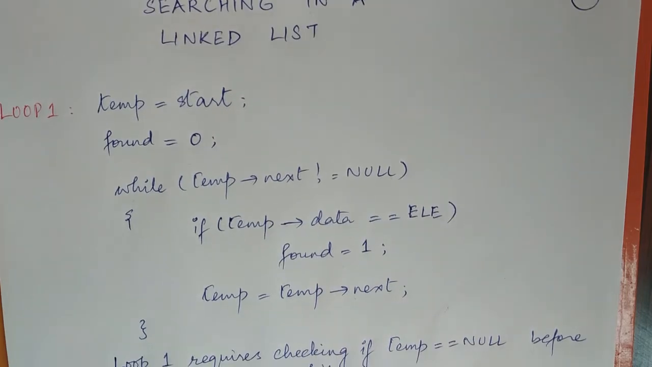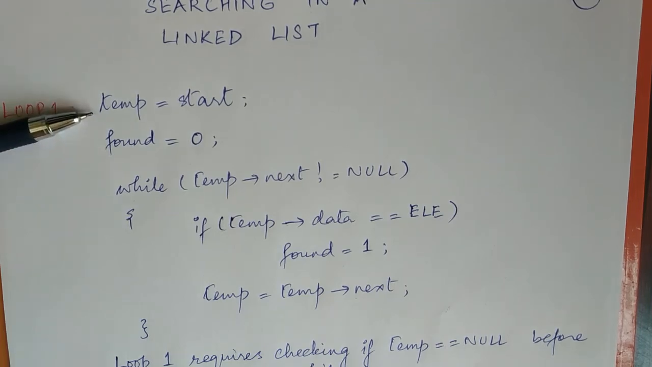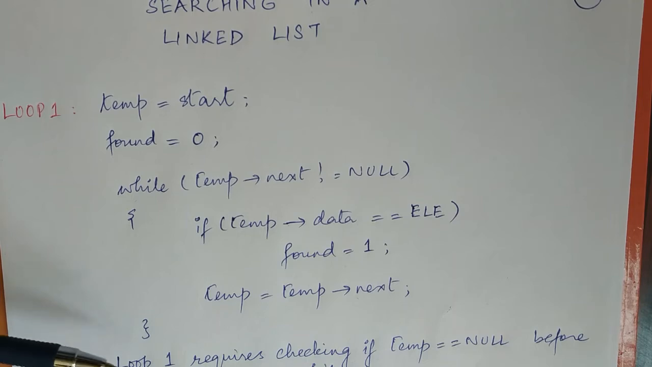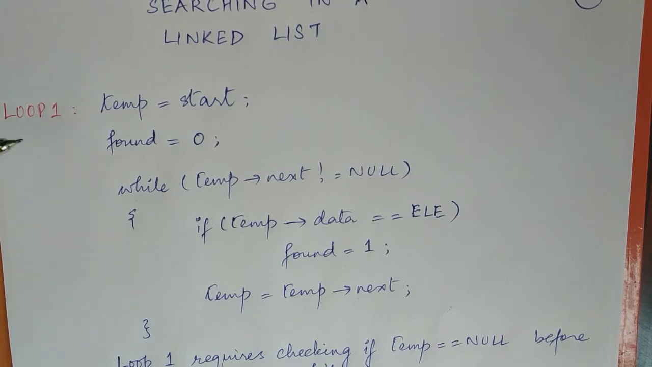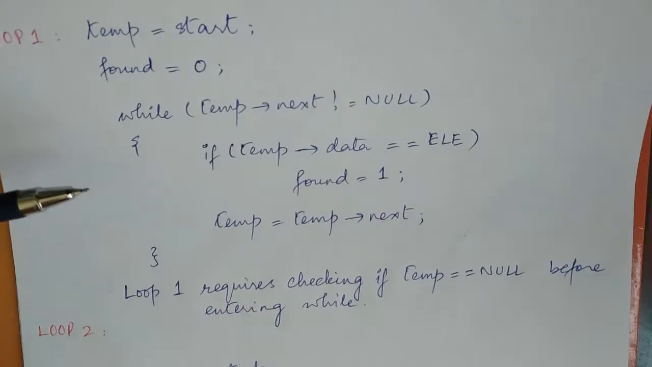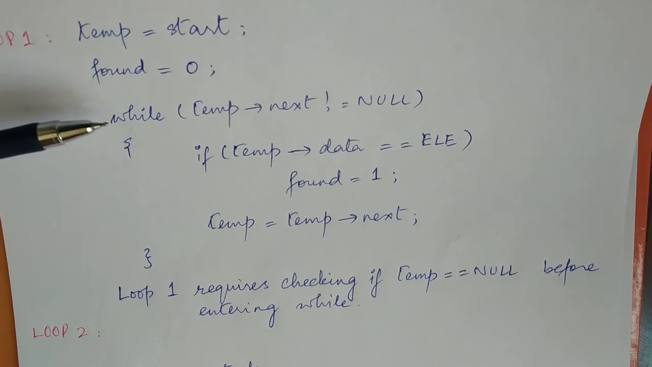So when you have to search, we're essentially searching for an element, if it's present in the linked list or not. So if it's present, I'll return a positive answer. So what I do is I initialize my temp pointer to start. Found is a variable which I am setting to 0. If at the end of my loop found is still 0, that means my element is not present in the linked list. So I'm using loop number 1, while temp to next is not equal to null.